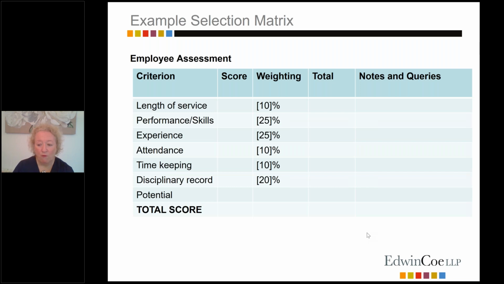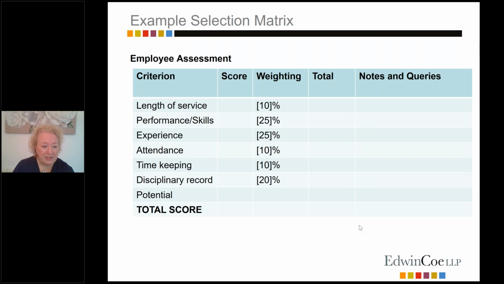So if performance and skills are being judged on the basis of the last appraisal, then the manager would write in under the notes, graded A at the July 2020 appraisal, or whatever other evidence is being relied upon. Often the performance, skills and experience elements are subdivided into different types of skills or experience. The one there is very simple.